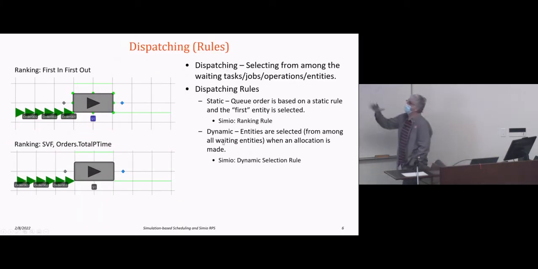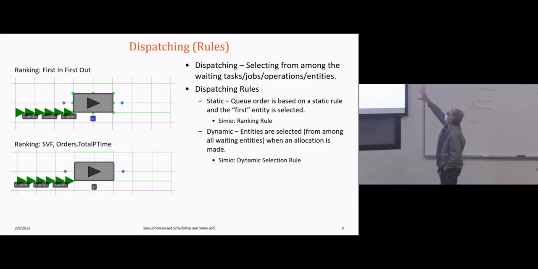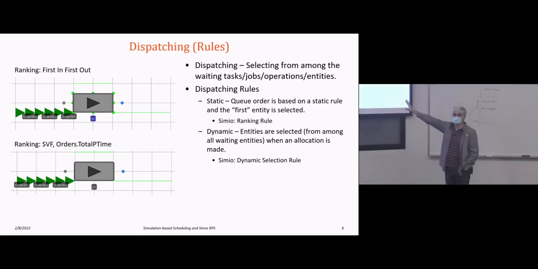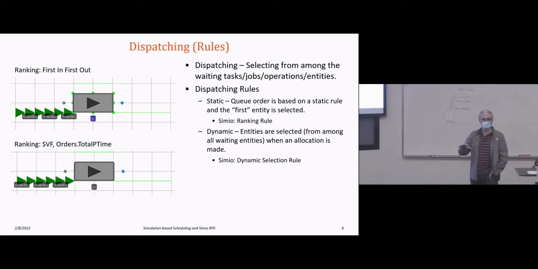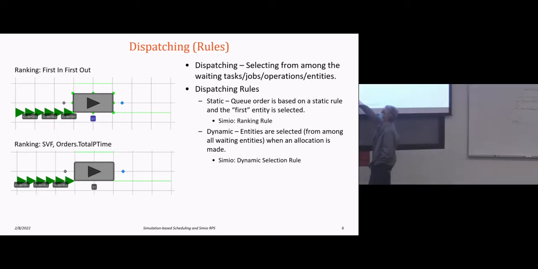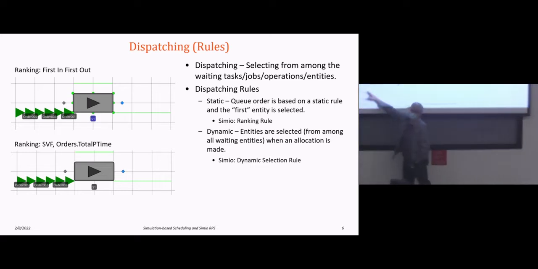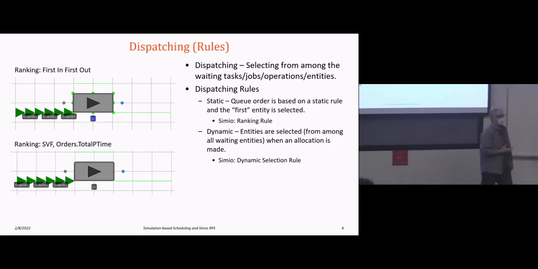And so what we have are 2 different types of rules. We have a static one. The queue order is based on some static rules, and the first entity is done. In Simio, those are called static ranking rules. And so we saw those. You can basically have smallest value first, largest value first, and so on. Dynamic rules, entities are selected from all the waiting entities when an allocation is made. So here you can have the order, which is determined by the ranking rule, but the allocation is determined by the dynamic dispatching rule.